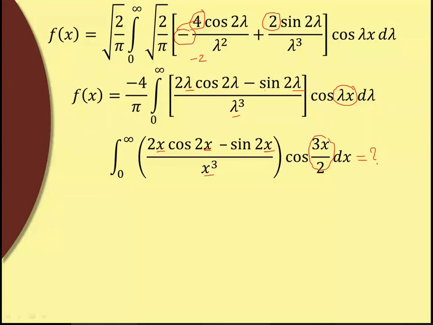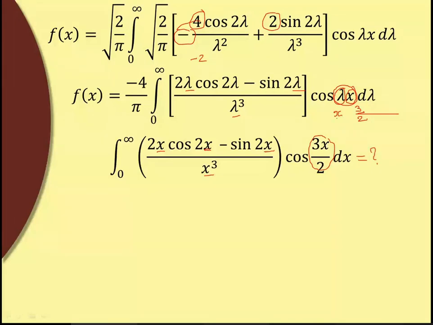This lambda, instead of lambda, everywhere we want the x term. But if we replace lambda by x, then this becomes x into x, x square. That will not be helpful. So what to do? First, you replace this x by 3 by 2 and then replace this lambda by x.